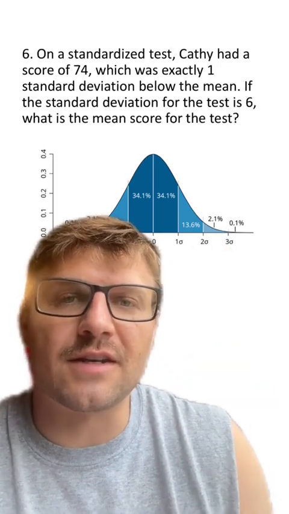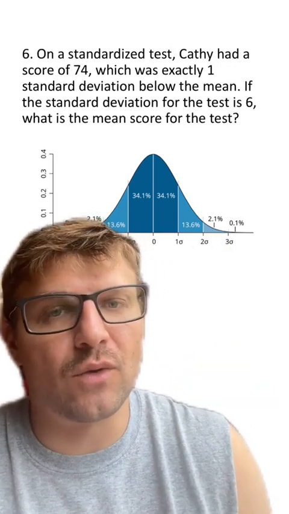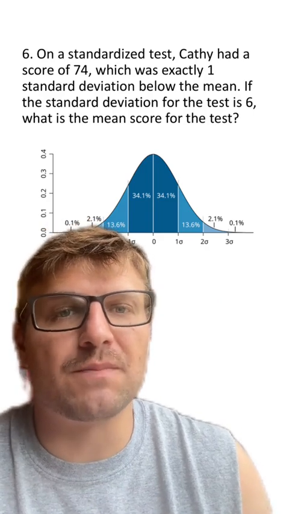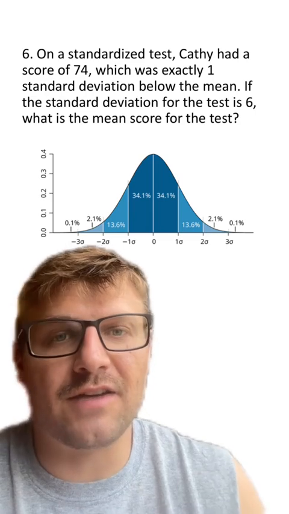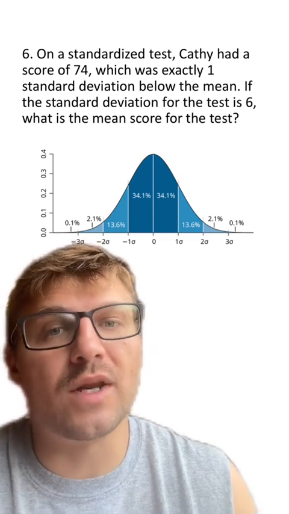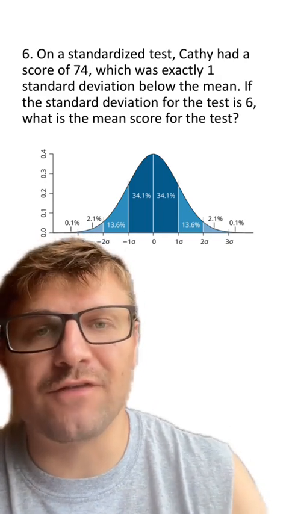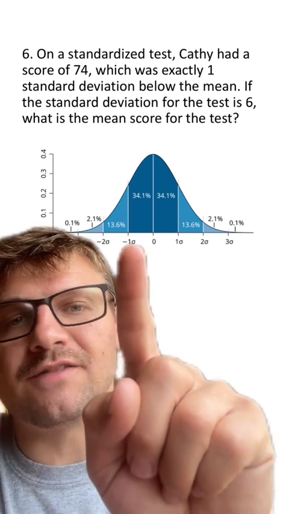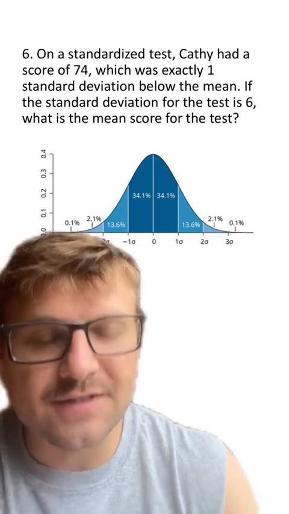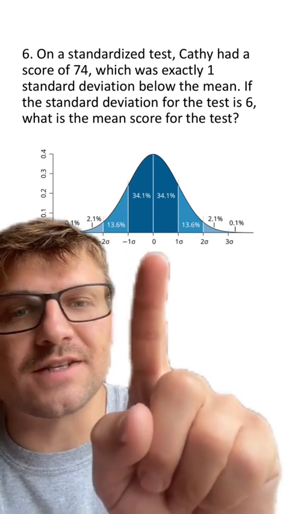Question 6. On a standardized test, Kathy has a score of 74, which is exactly 1 standard deviation below the mean. If the standard deviation for the test is 6, what is the mean score of this test? So again, Kathy had a score of 74, which is exactly 1 standard deviation less than the mean. If the standard deviation is 6, it's asking what is the mean here?